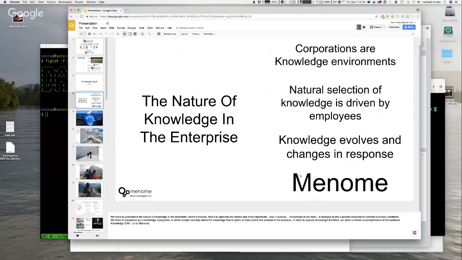The idea behind Meenome is that we want to capture the knowledge DNA, represent that, and be able to grab all of it to represent the entire scope of knowledge in an organization. To get to that point, we need to understand the knowledge side of the equation.